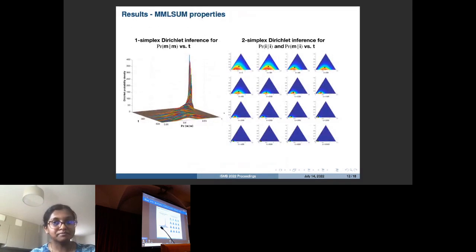So just to give you some properties of the MMSM matrix, this is the set of 1 simplex Dirichlet models that we inferred as optimal under the MMSM evolutionary time for the SCOP2 dataset. And then these are the 2 simplex Dirichlet models for the same evolutionary time axis.